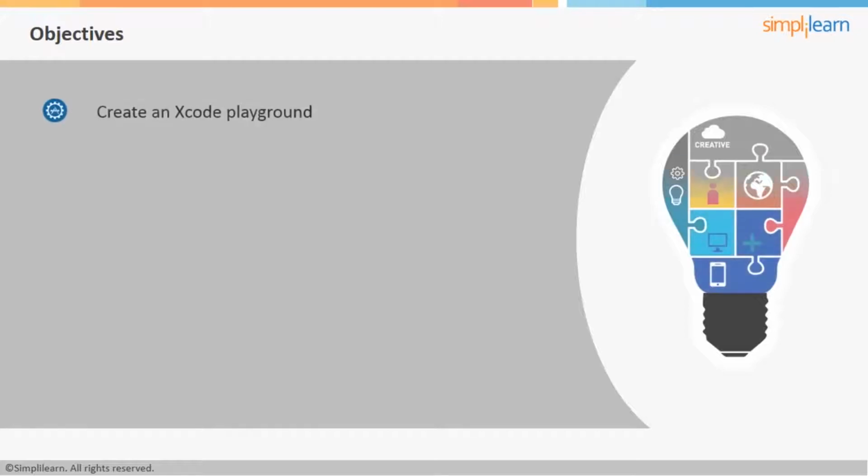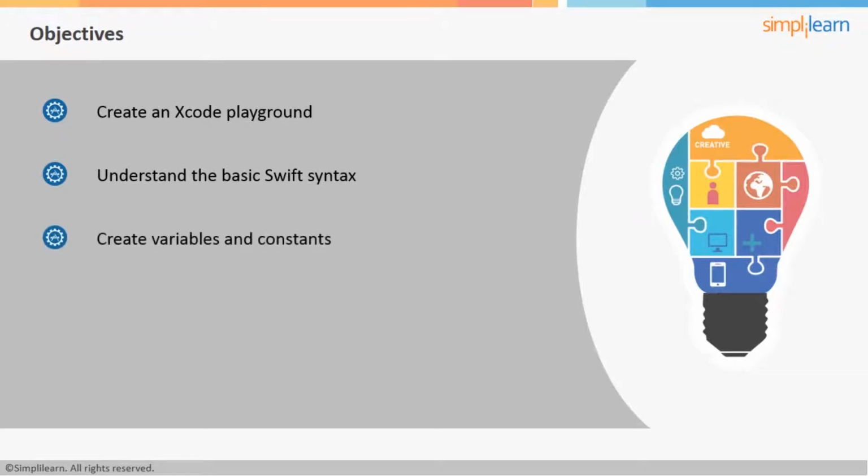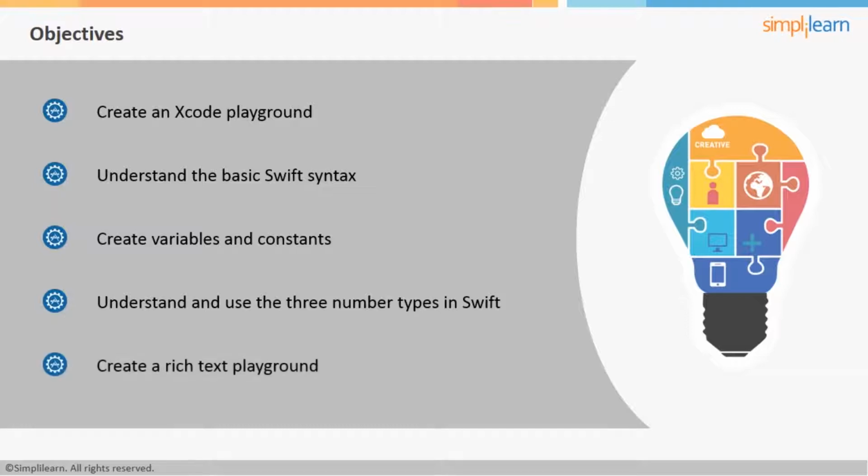By the end of this lesson, you'll be able to create a playground in Xcode. You'll understand the basic Swift syntax. You'll be able to create variables and constants. You'll be able to understand and use 3 number types in Swift. And you'll be able to create a rich text playground.